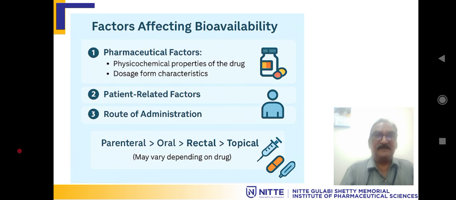The factors affecting bioavailability are the pharmaceutical factors, like the physicochemical properties of the drug, the dosage form characteristics, the patient-related factors, and the route of administration. Drugs administered by the parenteral route have the highest bioavailability, followed by the oral route, followed by the rectal route, and followed by the topical. So it may depend on the drug and also the route of administration.